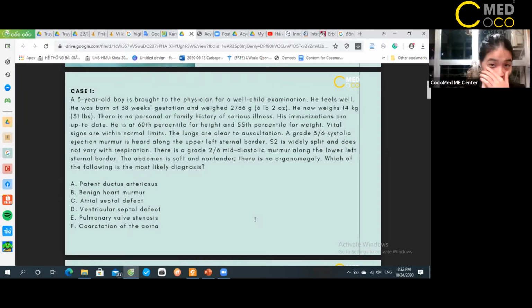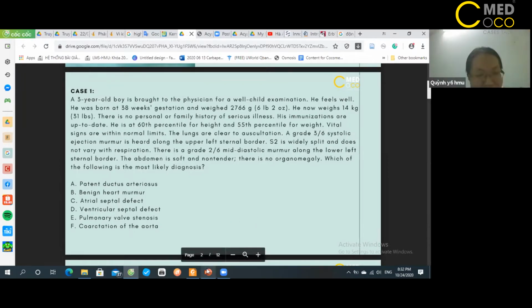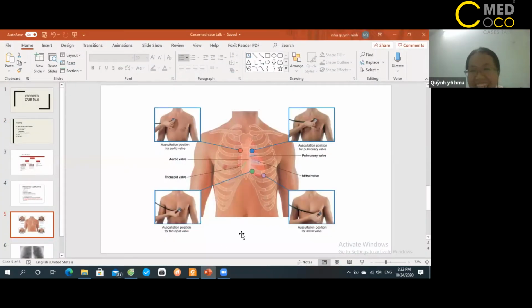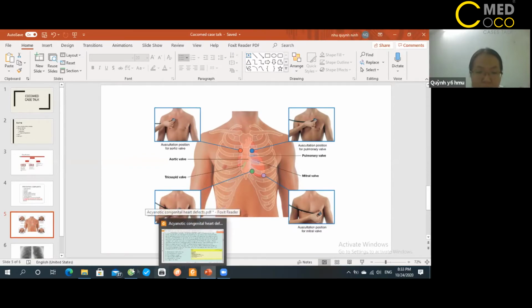Are you sure? Okay, I will refer to it for you. In the left sternal border, we have two valves: the upper is the pulmonary valve, and the lower is the tricuspid valve. Do you remember?